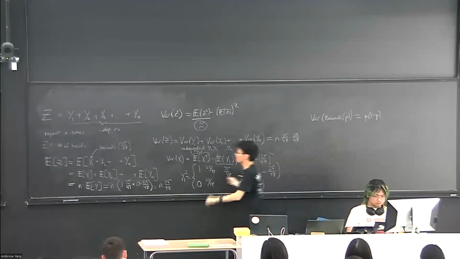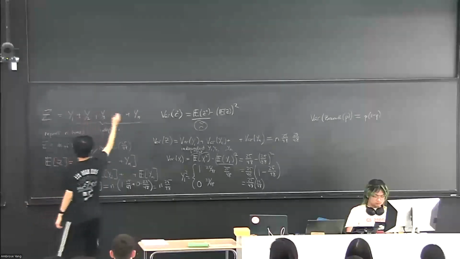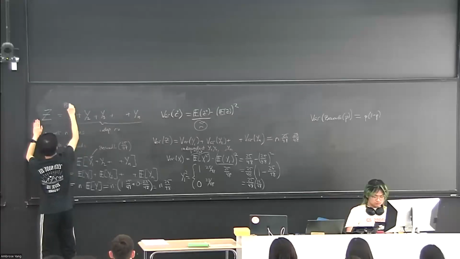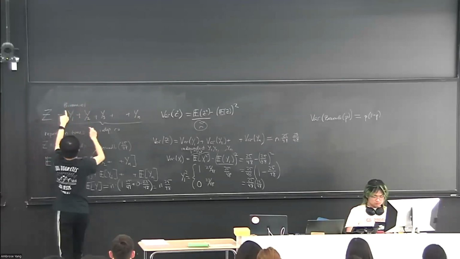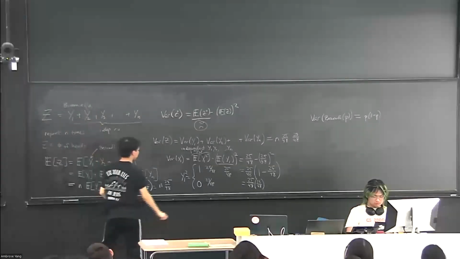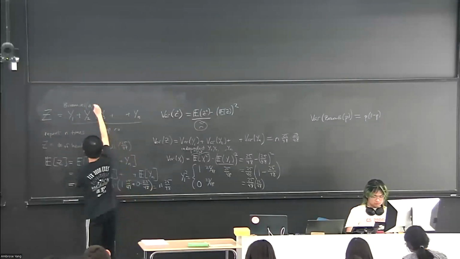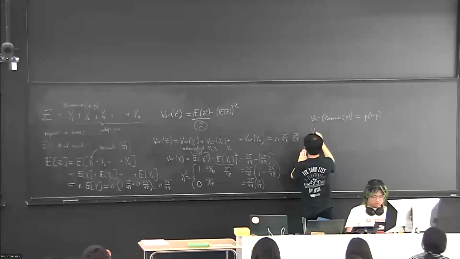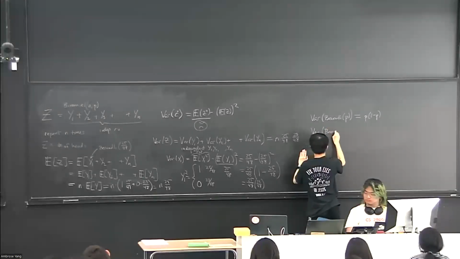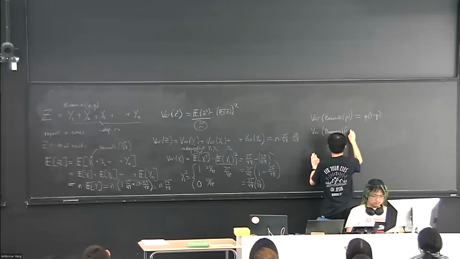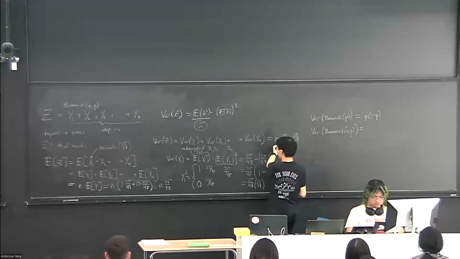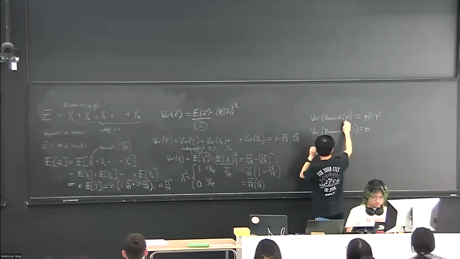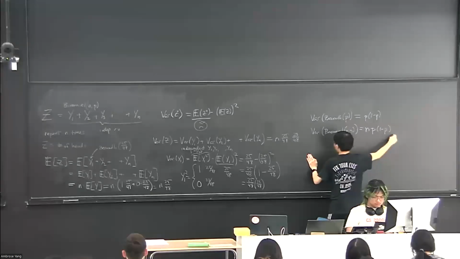Therefore, what is Z here? Z is a sum of independent Bernoulli random variables. Z is therefore a binomial random variable, n trials, probability of success p. And so the variance of a binomial random variable, n trials, probability of success p, is n times the variance of one of these Bernoulli random variables, p times 1 minus p.